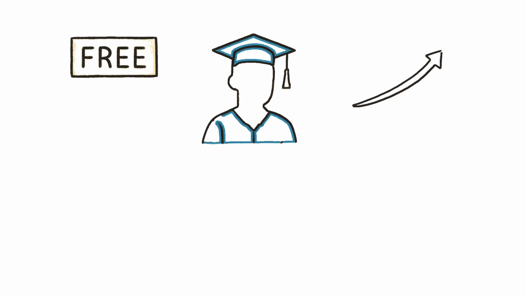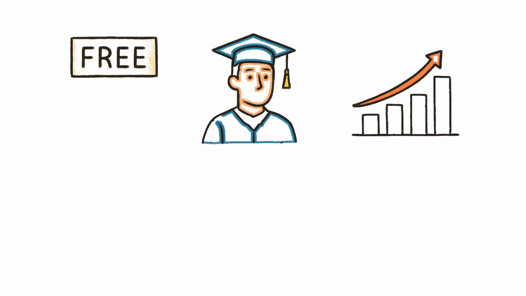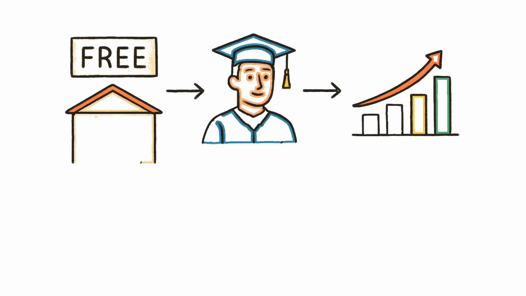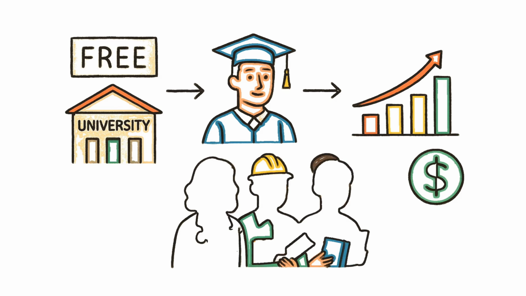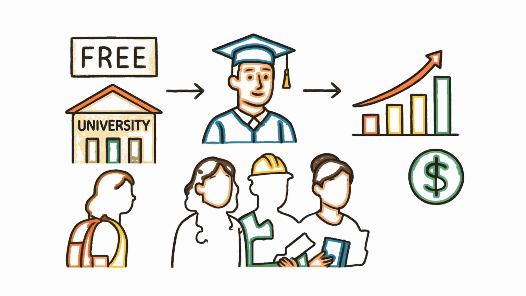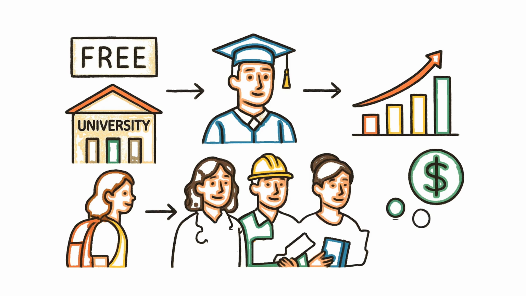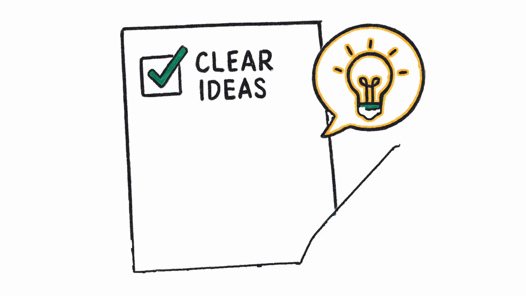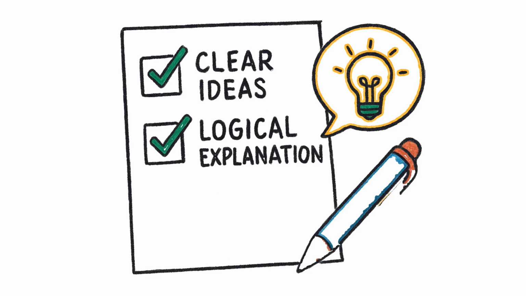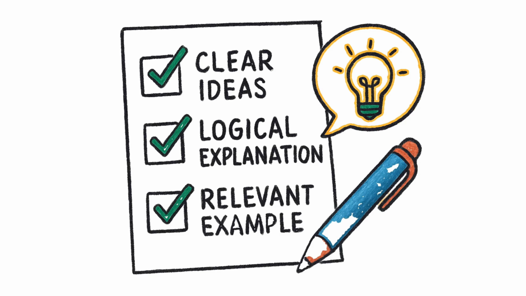Let's try a second idea: national development. The cause is, if university is free, more people will receive a higher education. The effect is, the country's workforce becomes more skilled and qualified. And the example: a nation with more university graduates will have more doctors, teachers, and engineers, which directly helps the country's economy and society grow. Notice how these ideas are simple, but they fulfill the IELTS rule: clear ideas, logical explanation, and a relevant example.